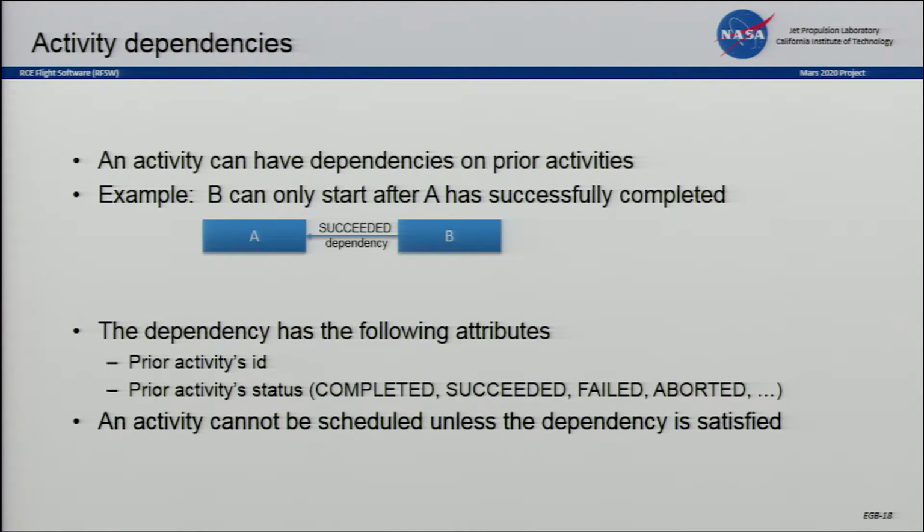Okay, dependencies. One activity can depend on another. And so we allow expressing that dependency. We can say B depends on A successfully completing. And we can also check on other statuses of the activity, whether it's completed, whether it failed, whether it succeeded, whether it was aborted. Okay. So those are dependencies.